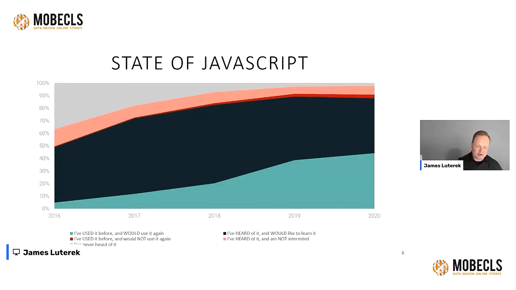As people adopt GraphQL, as they play with it, as they add it to their solutions, they realize it's a great tool and they want to keep using it, they want to keep consuming it, and they want it for their next project. The next blue one is "I've heard of it and I would like to learn it." So that's always been increasing. This past year, that actually went down a little bit.